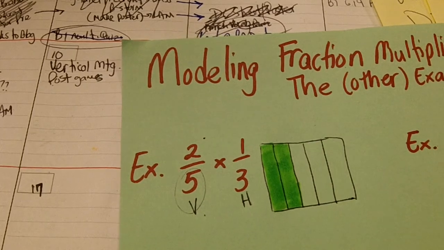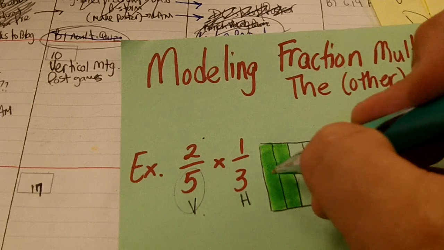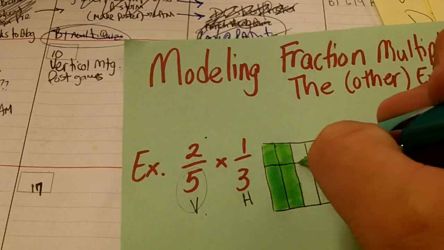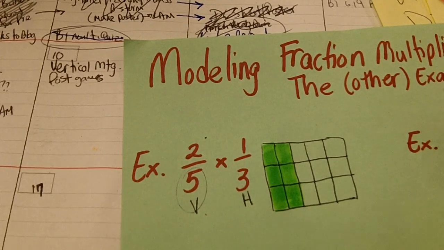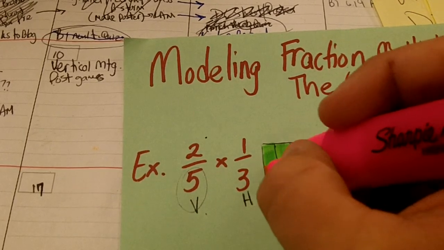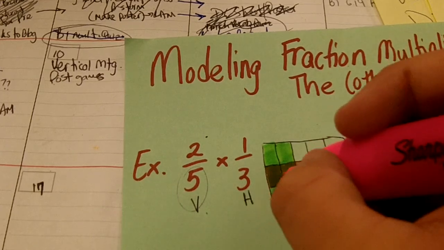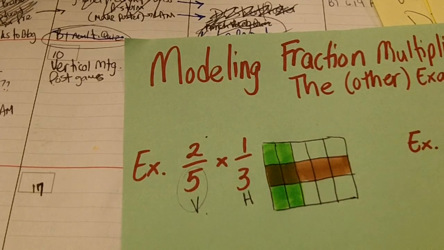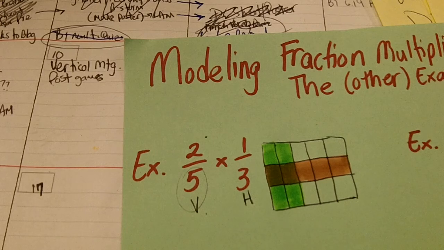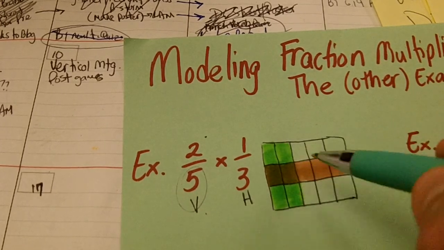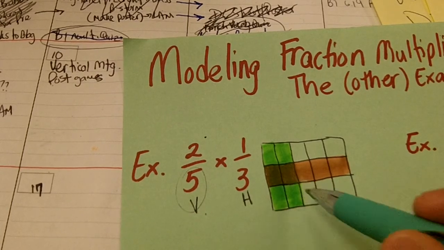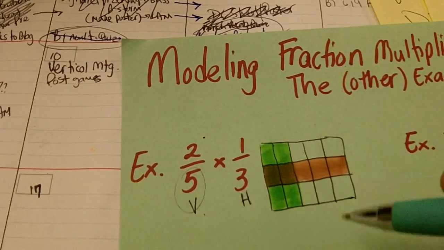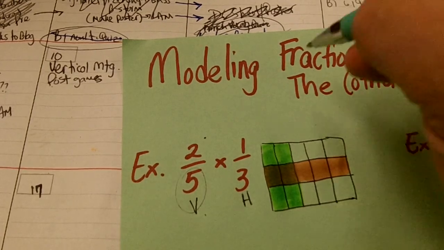1/3 of this horizontally needs to be shaded. So I need to have 3 congruent rows. And by doing that, I can shade in one of them. I'm going to shade in this one. Why? Because I can. And if I take a look at what I've shaded in, I have my vertical shading, I have my horizontal shading, and I see some really dark color right here. That really dark color indicates the overlap, and I'm looking for the overlap.